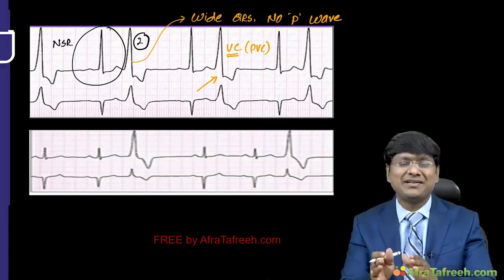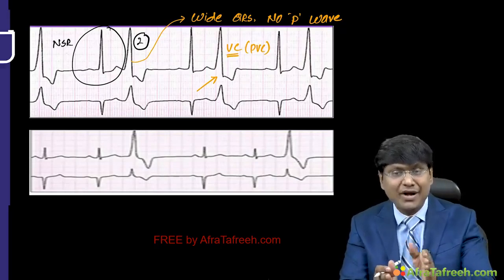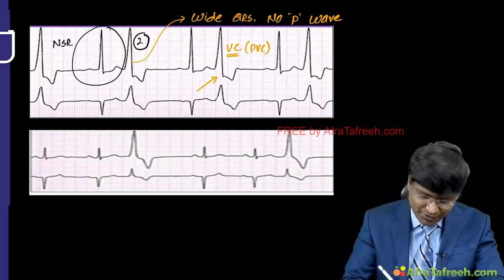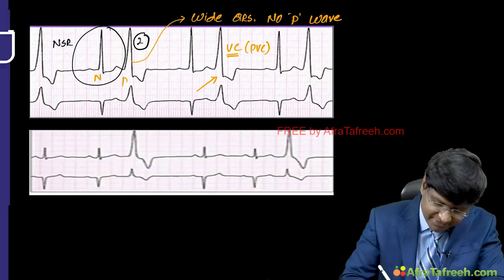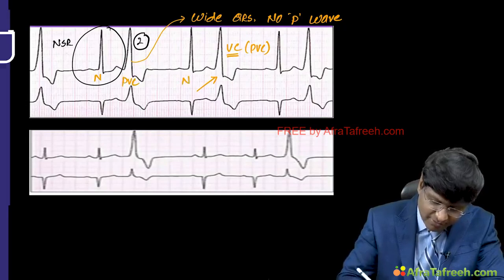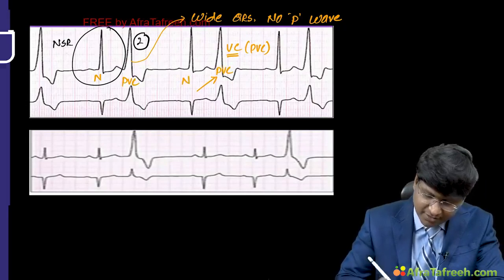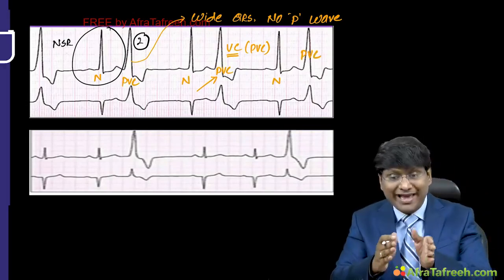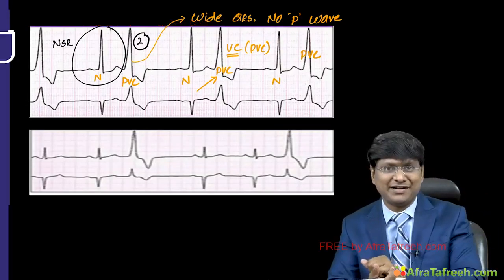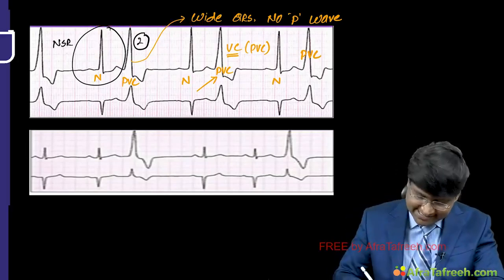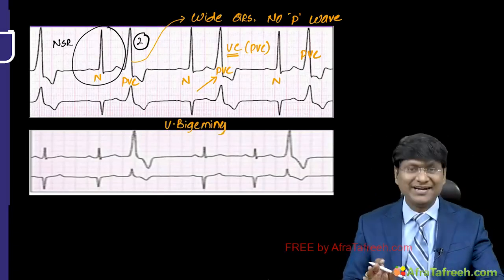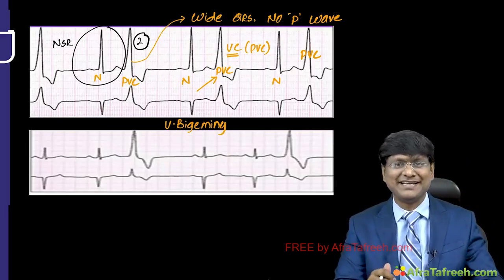And here, every alternate wave is a premature ventricular contraction. So this is a normal wave, this is a premature ventricular contraction. This is a normal wave and this is the premature ventricular contraction. This is normal and this is premature ventricular contraction. So every second beat is a premature ventricular contraction, and that we call ventricular bigeminy.